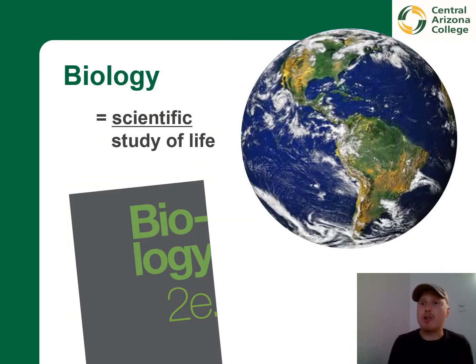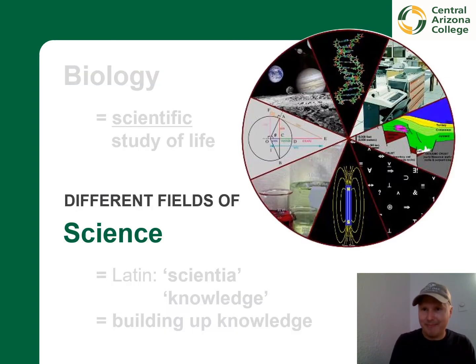So as I just mentioned, biology was defined as a scientific study of life. What we see here is a reminder that there are many different fields of science, such as astronomy, biology, computer science, geology, logic, physics, chemistry, mathematics, and several others. So what is science then?